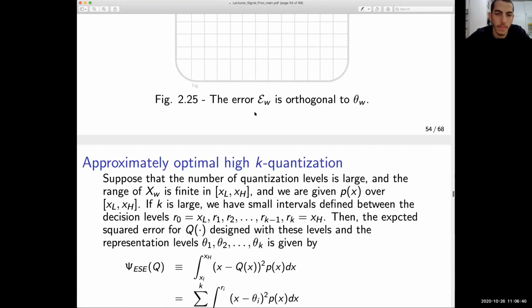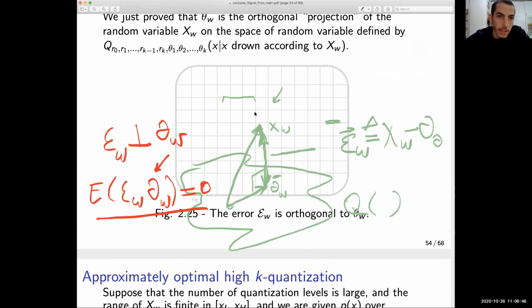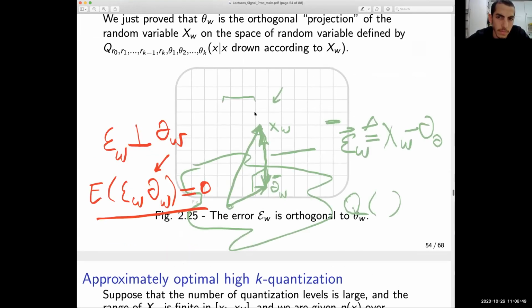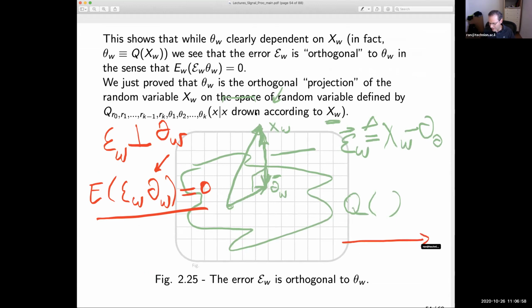Can I ask a question? Sure, Owen. Does the XW have more dimensions than the theta W? The XW, no, they have the same number. Remember that both of them were defined on X, between some X low and X high. Yeah, right. But in the painting, it looks like XW is a three-dimensional vector. I'm trying to understand the intuition.